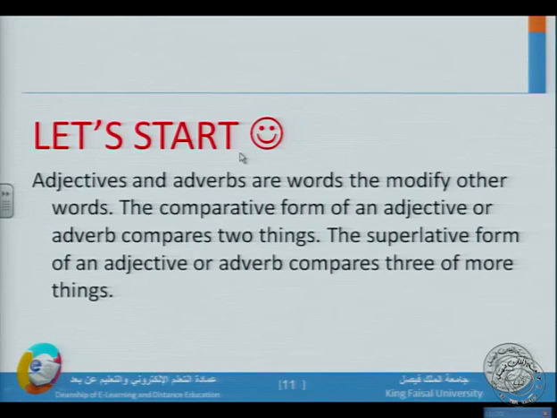Now, let us start. Now, this is the beginning. That was only a short introduction about what is a noun, adjective, and what does a syllable mean. Here we say that adjectives and adverbs are words that modify other words. Modify معناتها describe. The comparative form of an adjective or adverb compares two things.